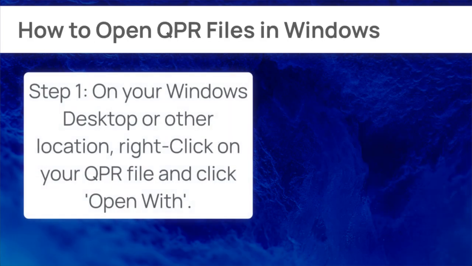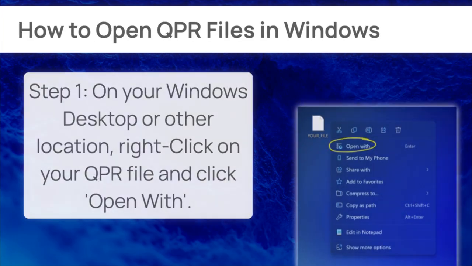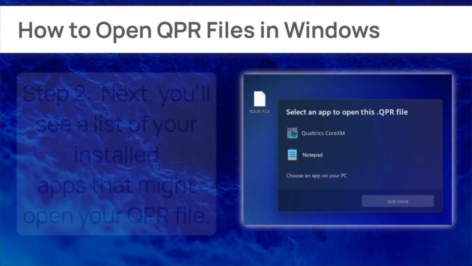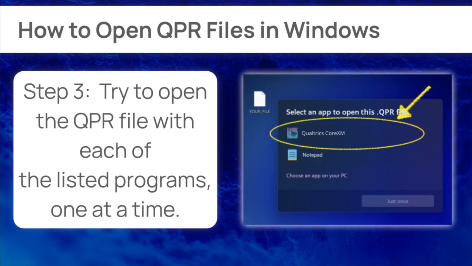Your first move is to test all possible decoders. Right-click your QPR file and choose Open With. Use Qualtrics Core XM if it is installed. If it's missing, select another program. Testing is the quickest diagnostic method.